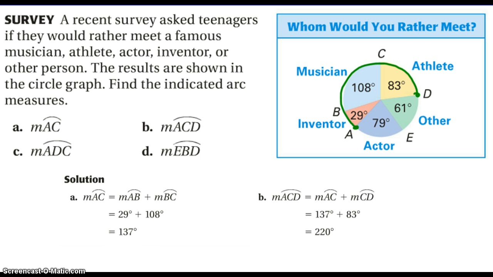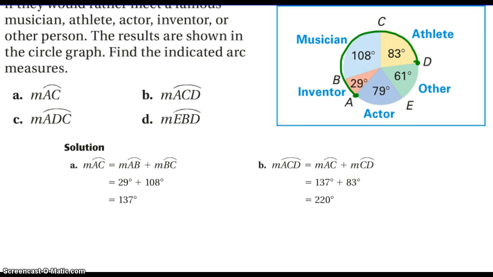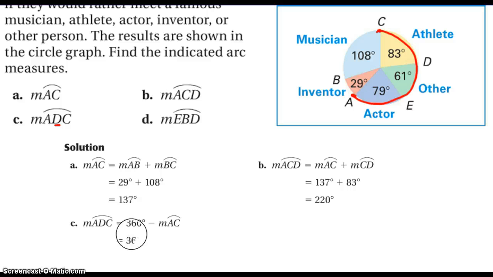Okay, so next we have the measure of major arc ADC. So we're starting at A and ending at C. And because our middle letter is D, we need to pass over D on the way to C. Since we knew the measure of arc AC, rather than adding all three arcs together again, we could have just subtracted the minor arc of 137 from 360 to get 223. You also could have added 83 and 61 and 79, but this is just another way to think of it.